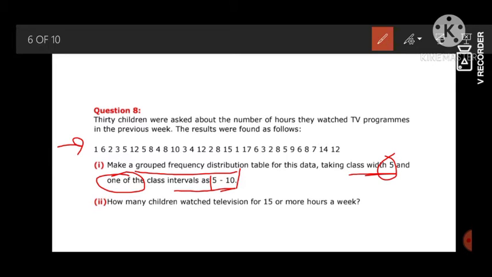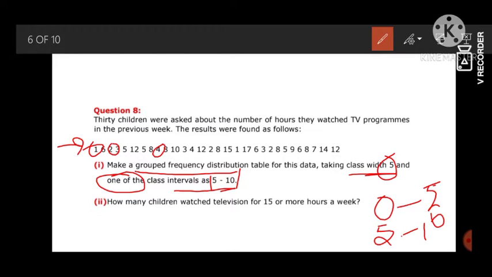So first we have to find whether there are numbers which are lesser than 5. So you can see clearly that 1, 2, 3, 4, here are the numbers which are lesser than 5. So the first group will be 0 to 5. And the next class interval will be 5 to 10. This is the first subpart that we have to do.